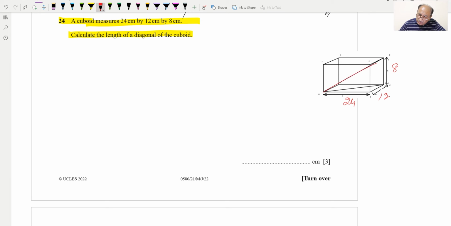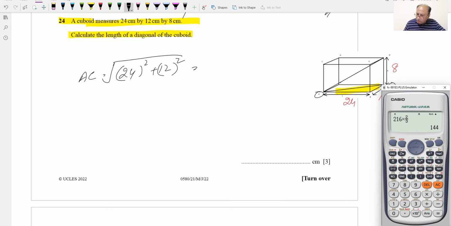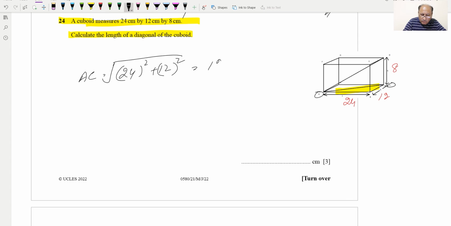Diagonal will be this one. This will be the diagonal which we need to find. To find this diagonal, first of all, we will consider this small triangle, the lower triangle, and we will apply Pythagoras theorem on this. This is A and this is C, so AC will be equal to the square root of 24 squared plus 12 squared, and this will be equal to 12 root 5.